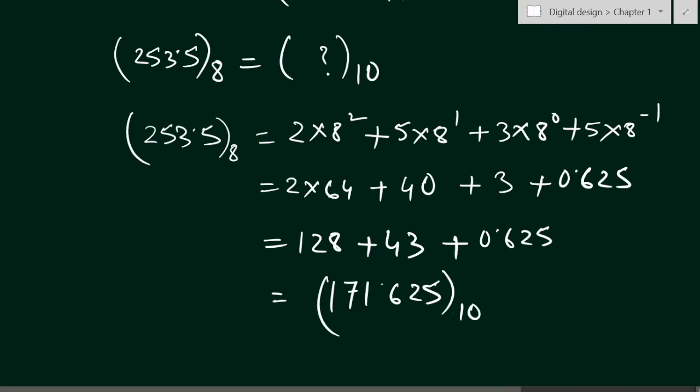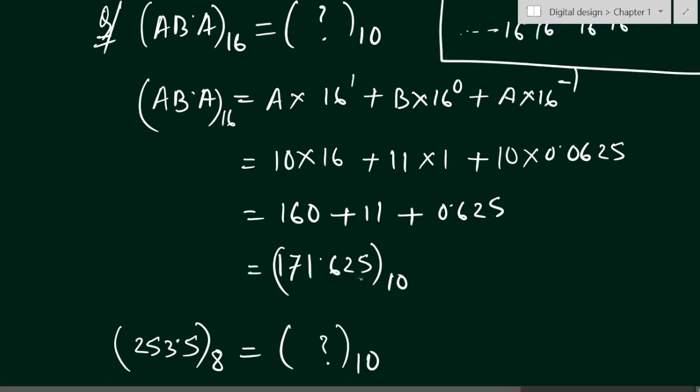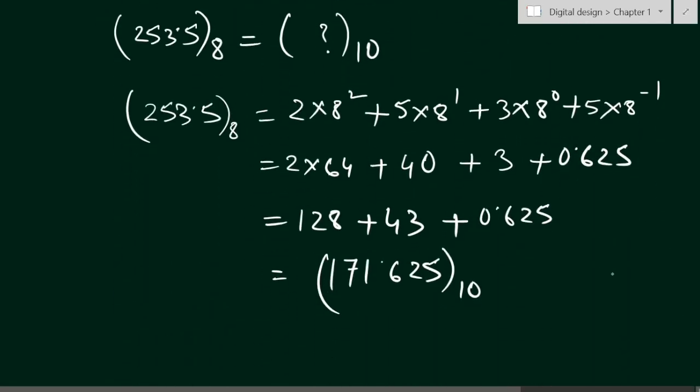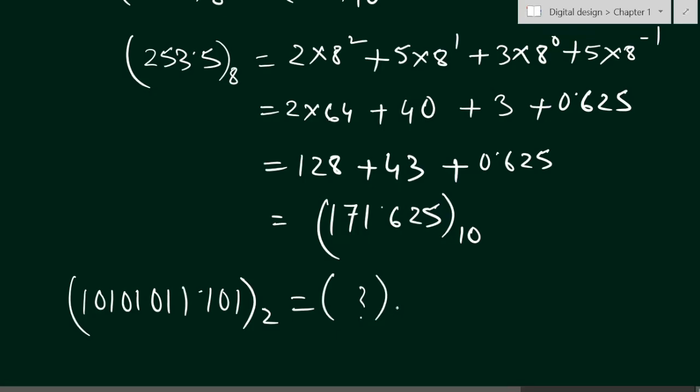So you have got this. We have converted from hexadecimal number into decimal number, and we have converted from octal number into decimal number. Now we will convert the binary number. A similar process you have to follow, and we have the binary number 10101011.101 in binary, and we have to find out the decimal equivalent.